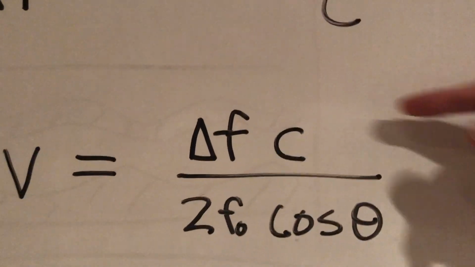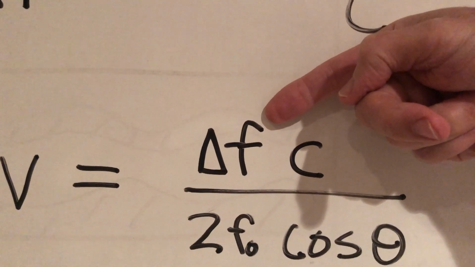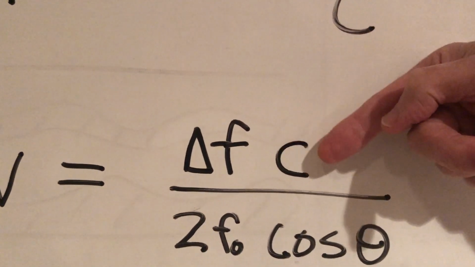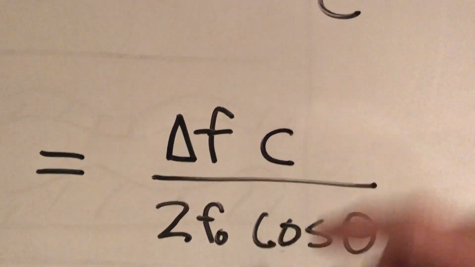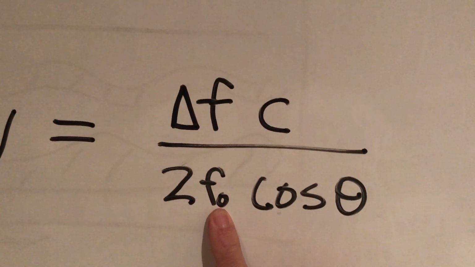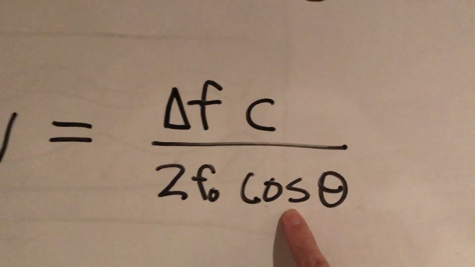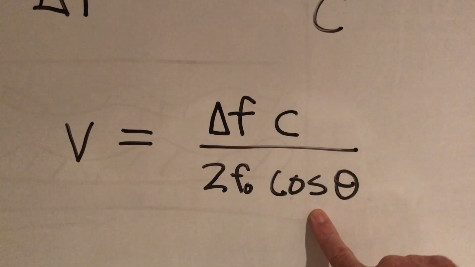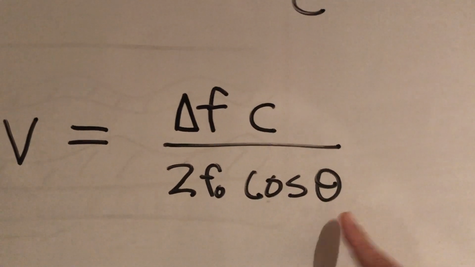So the ultrasound machine figures out the difference in the frequencies, the difference between the transmitted frequency and the frequency that comes back. C is the velocity of sound in tissue. The machine knows that. The machine knows the initial frequency. The only thing the machine doesn't know is the angle. That's the thing we have to figure out. So the only thing we have to really tell the machine is the right angle, the cosine theta.